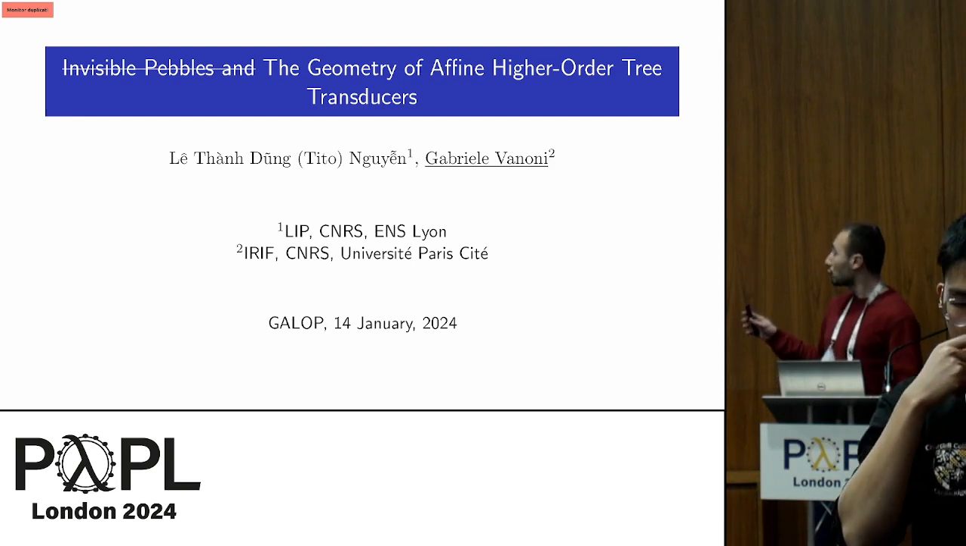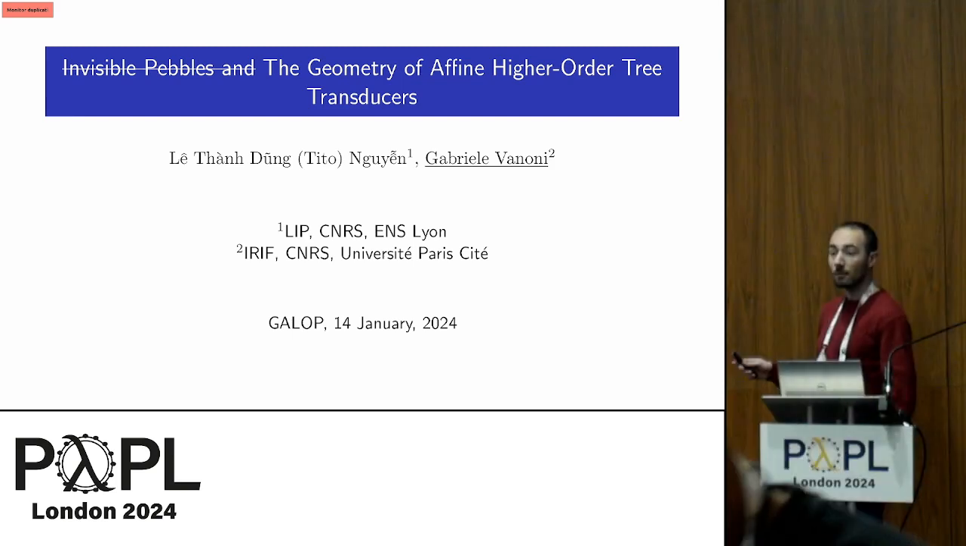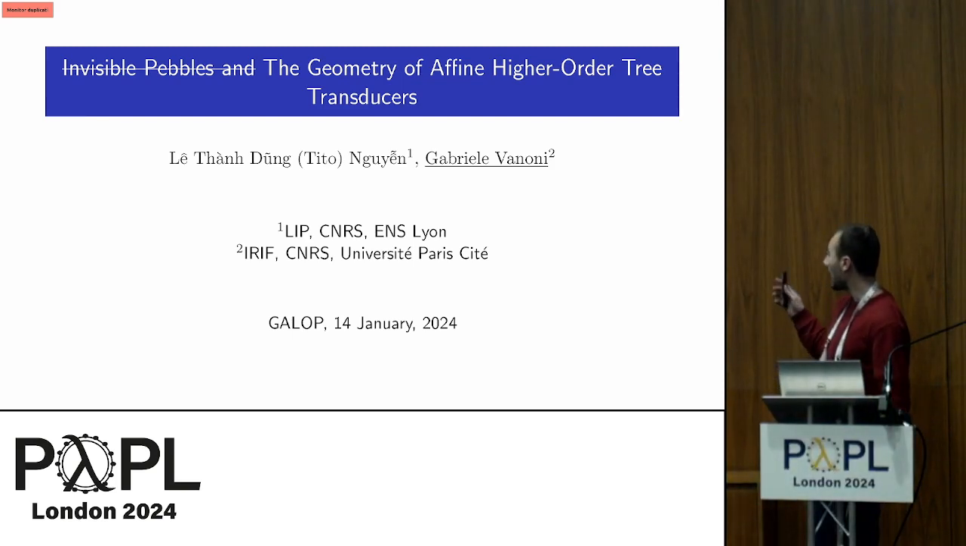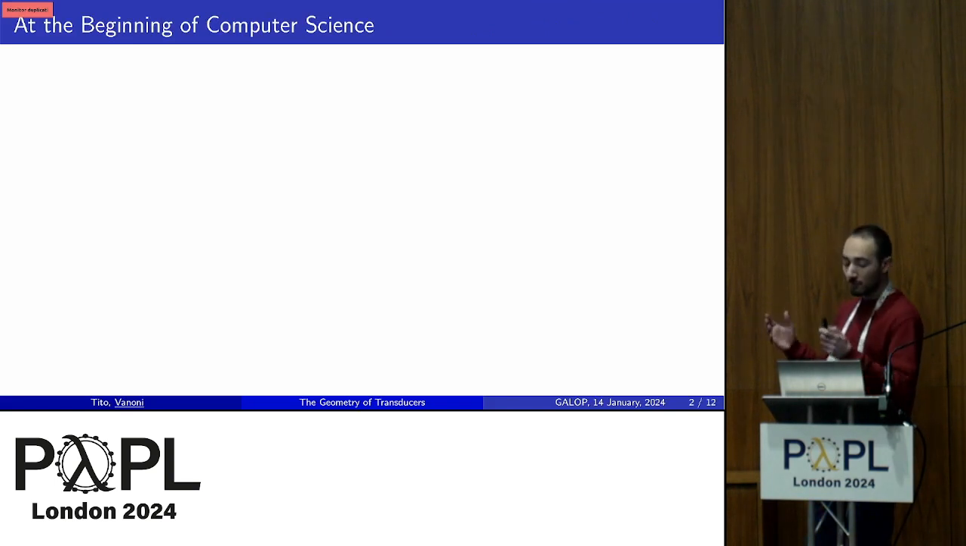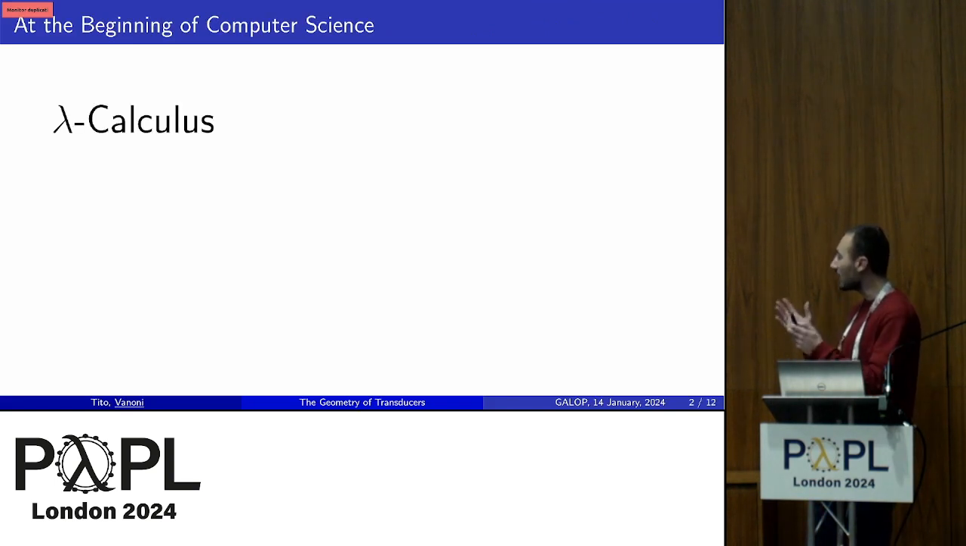Okay, this is joint work with Tito from ENS Lyon. And actually, this is part of Tito's research program. I just helped him with the geometry of interaction, but his work is part of Tito's idea on transducers and typed lambda calculi. So at the beginning of computer science, there was the lambda calculus.